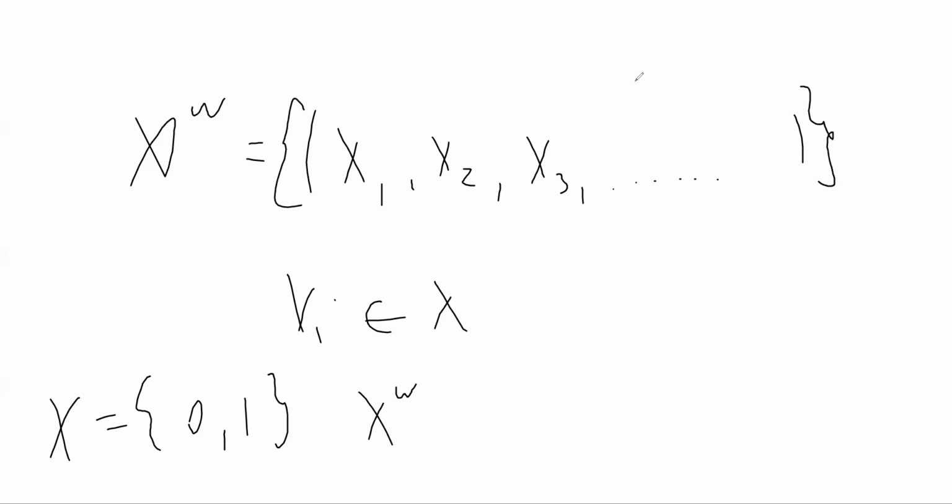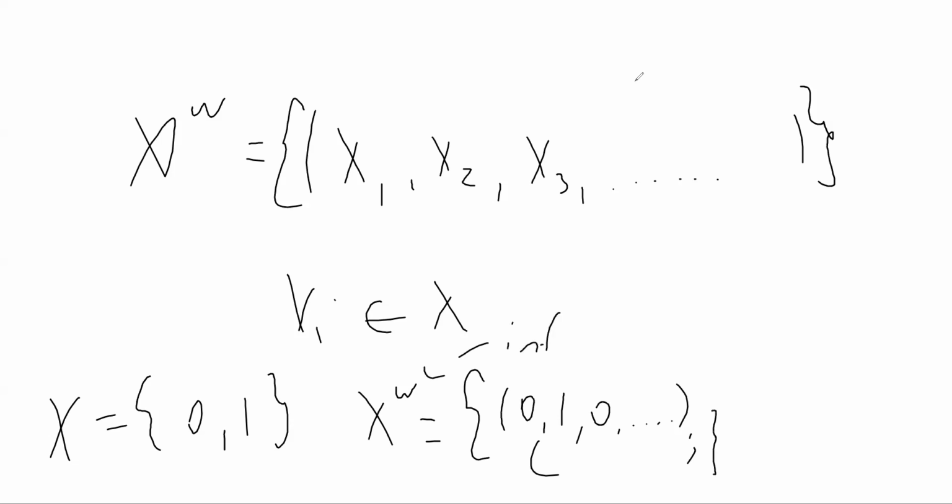It is a collection of Ω-tuples for which you have, say, 0, 1, 0, blah, blah, blah, and all kinds of Ω-tuples like this. And Ω can be infinite, or actually it can also be finite. Like say X^2 would have only (0, 0), (0, 1), (1, 0), (1, 1). Okay, does it make sense now, Theodora?